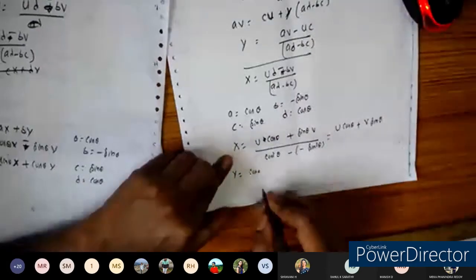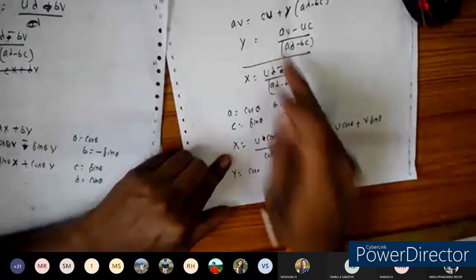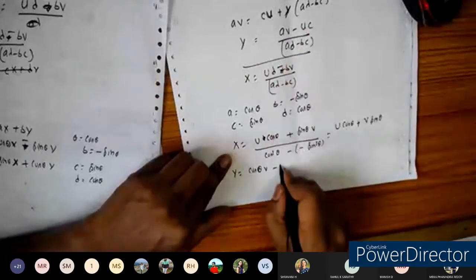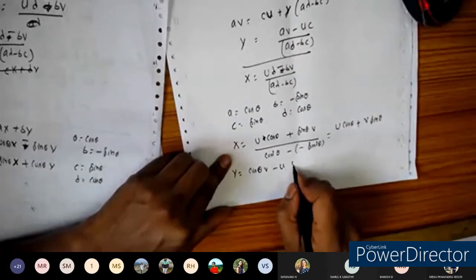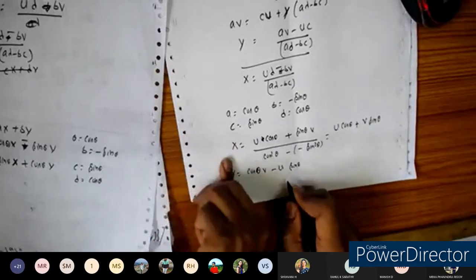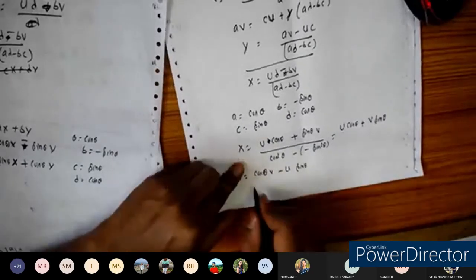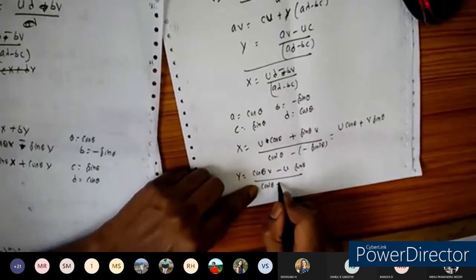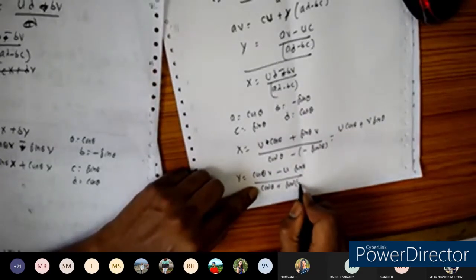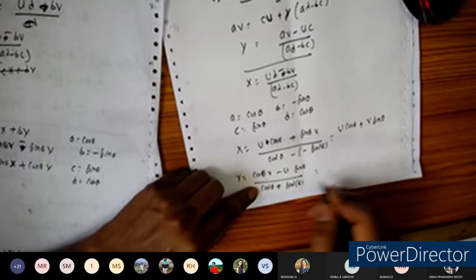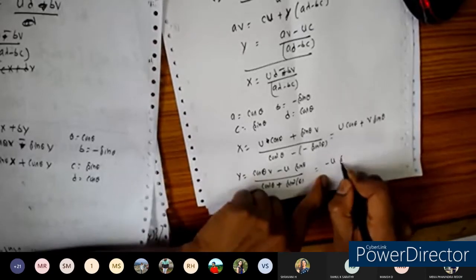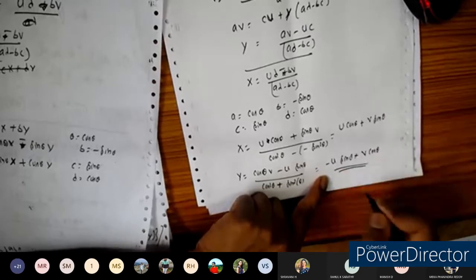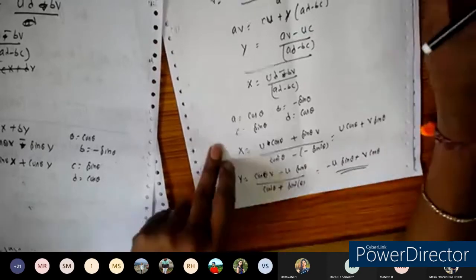So a is nothing but cos theta, and v we are going to keep like that only. V minus u into c, where c is nothing but sin theta. So divided by, in the denominator we have the same thing, cos squared theta plus sin squared theta. So this becomes minus u into sin theta plus v into cos theta.